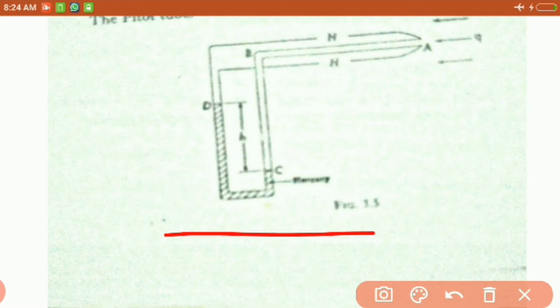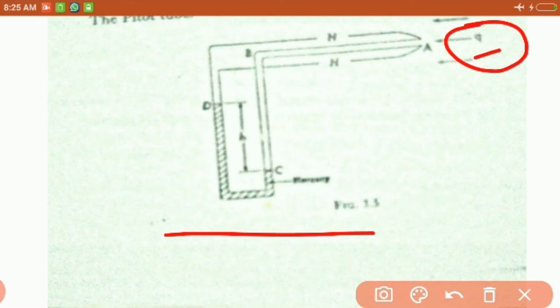it measures the velocity q of the stream of water. This is the velocity q, the velocity q of the stream of the water. Suppose this pitot tube measures the velocity q of the stream of water.